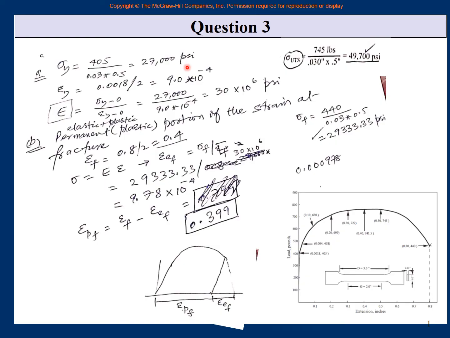The strain at yield, 0.0018 is the extension divided by 2. So 0.0018 divided by 2, 9 into 10 raised to minus 4. This is the strain at yield point.